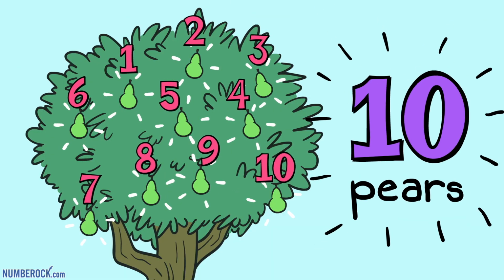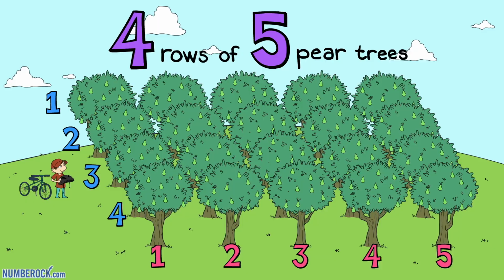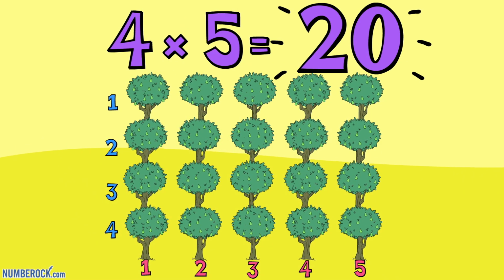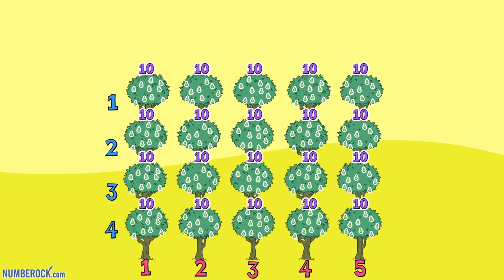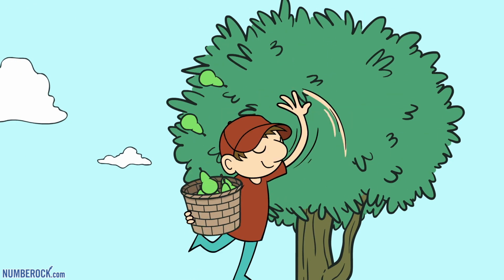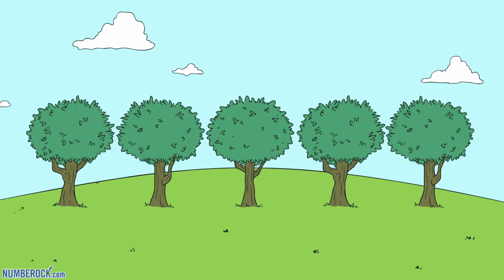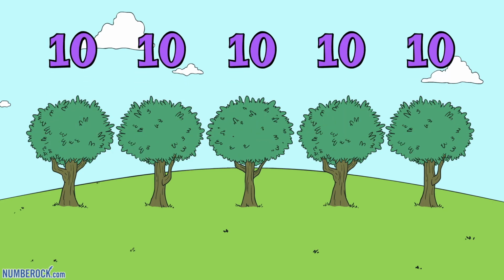10 pears each, ripe and ready to eat. 4 times 5 made 20 Bartlett pear trees. With 10 pears in each of these, I picked 1 row with ease. Those first 5 trees with 10 pears each made 5 tens or 50.